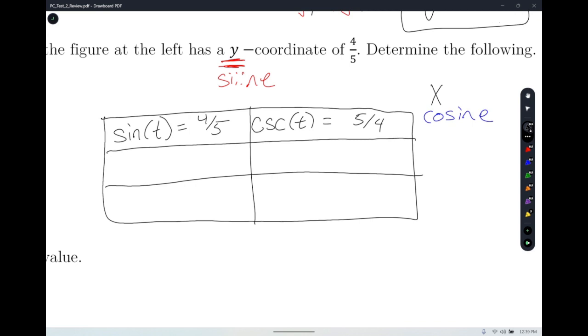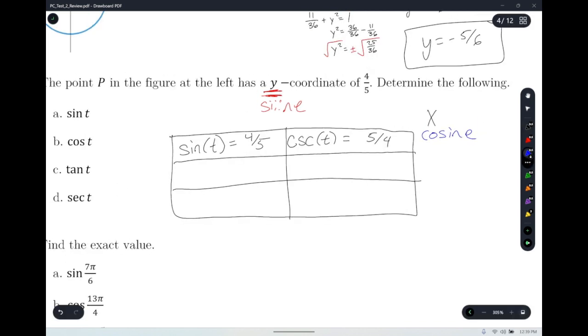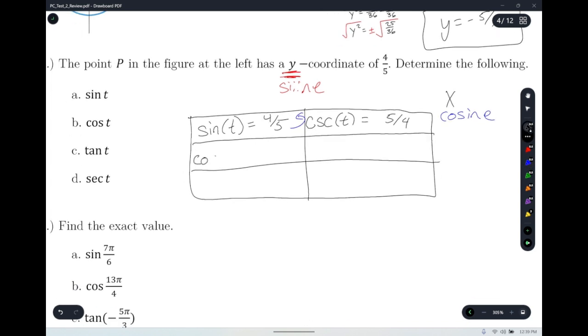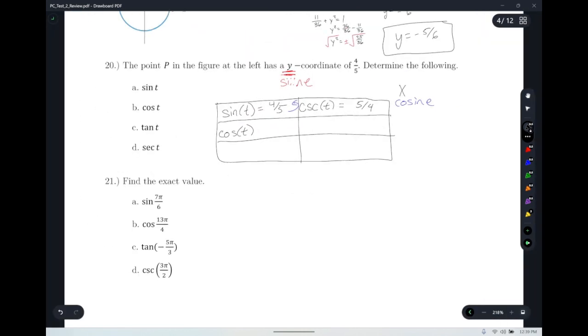Right? You just take it and you flip it. So what's after sine? We go to cosine. This one we don't know yet. How are we going to find that? I think we have to do the whole formula again. That sucks.